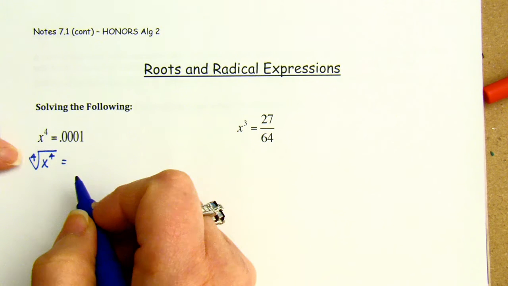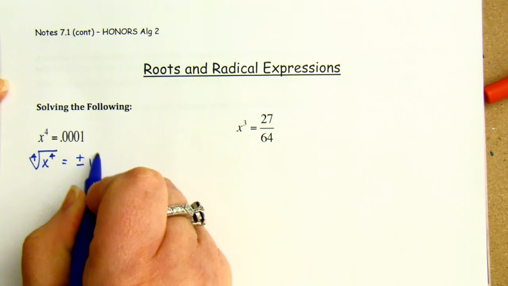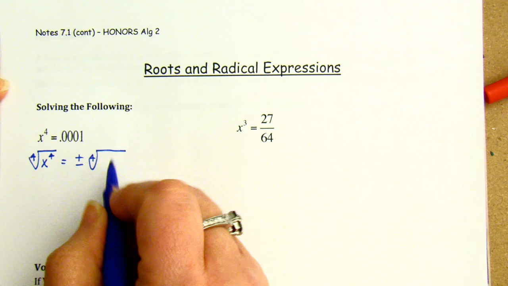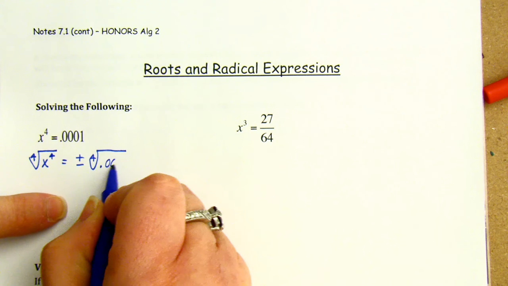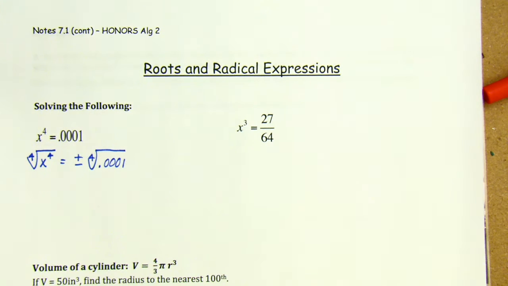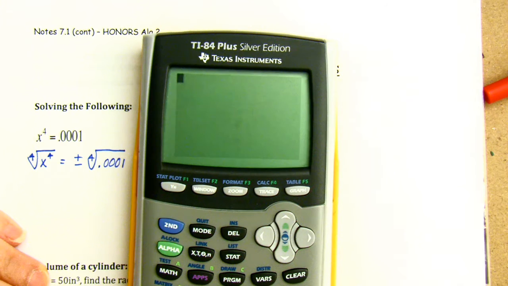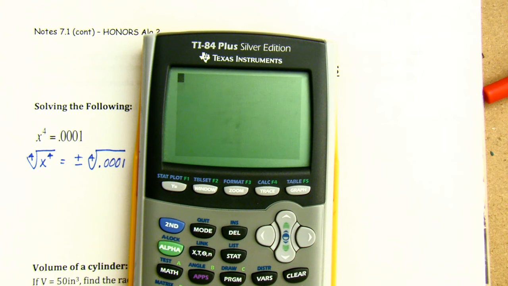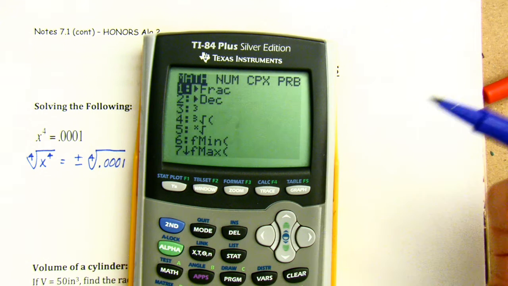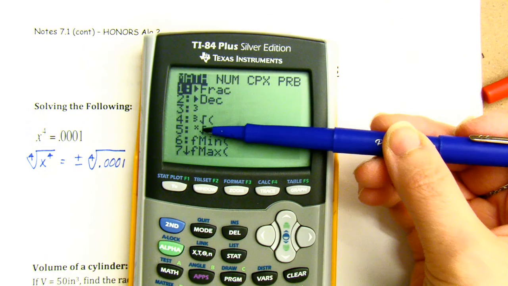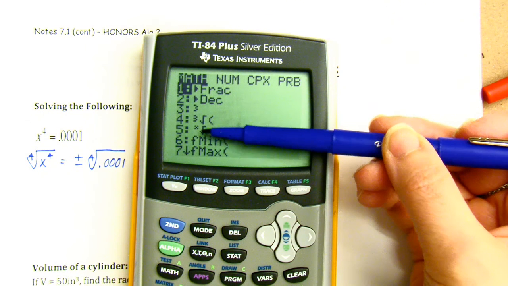Now, even, you need that plus minus. So I need the fourth root of 0.0001. You can get that on your calculator. I'm going to turn my calculator on. Remember, on the graphing calculator, it's in the math menu. If you don't have a graphing calculator, then you're looking for this root right here, the x root.